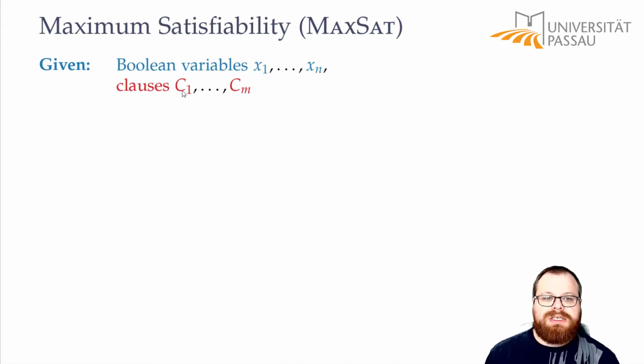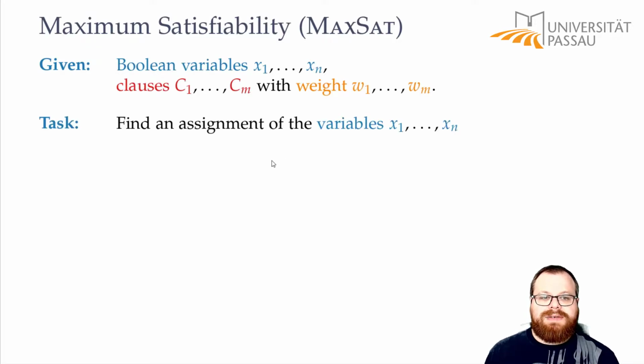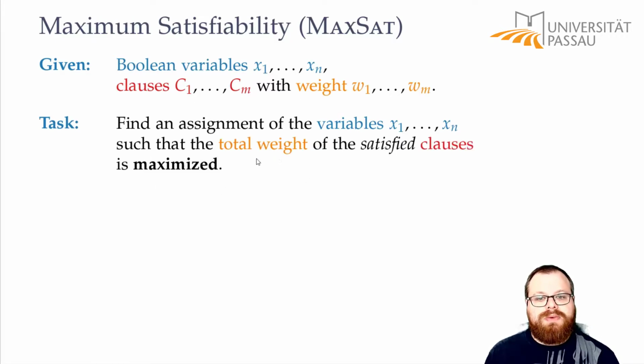We have m clauses, C1 to Cm, and each clause consists of some variables, either negated or unnegated. And we also have a weight for every clause. And now the task for us is we want to find a truth assignment to these n variables, such that the total weight of the satisfied clauses is maximized.